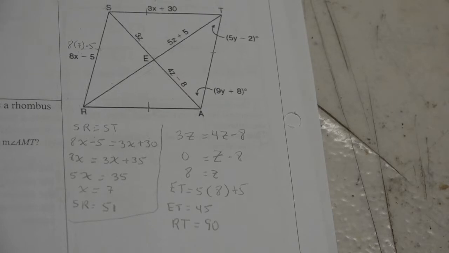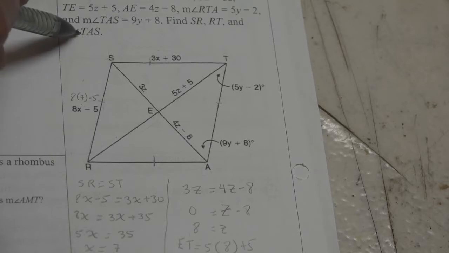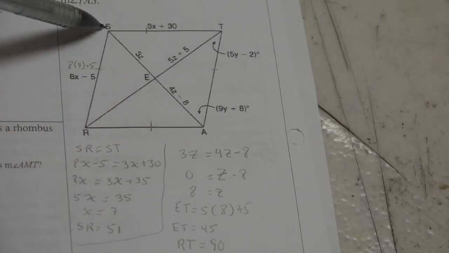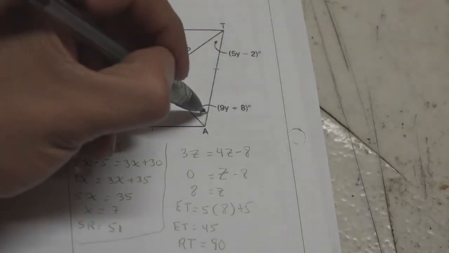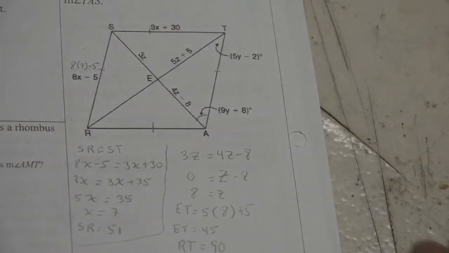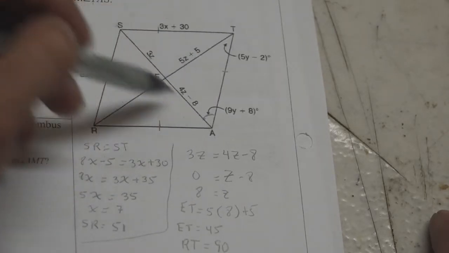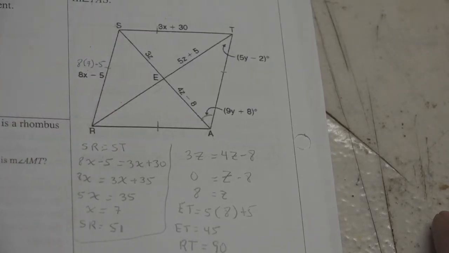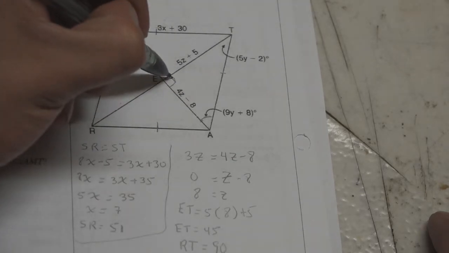All right, what else am I supposed to find? Well, let's see. I'm supposed to find the measure of TAS. Where is TAS? TAS, this angle right here. So I need this one. All right, cool then. So I just need to concentrate on this little triangle right here. Now, what do I know about the diagonals of a rhombus? That they are perpendicular to each other. So therefore, this is a 90-degree angle.